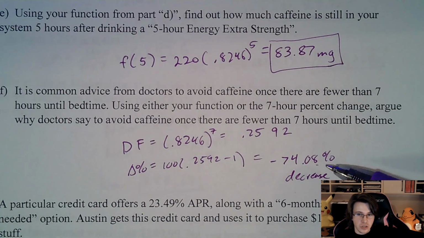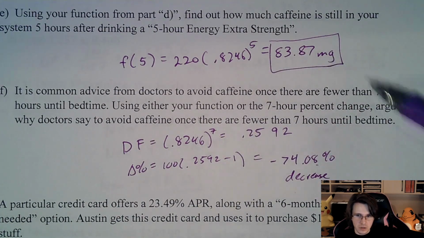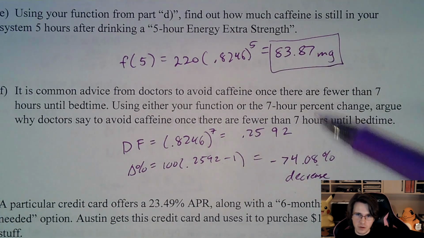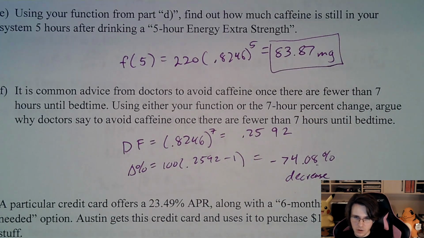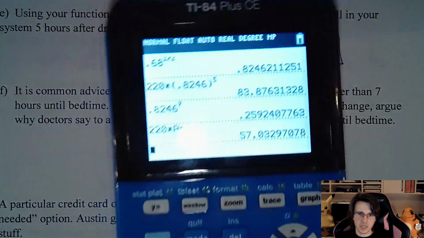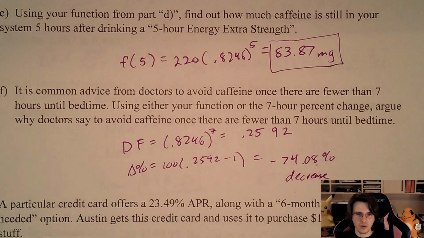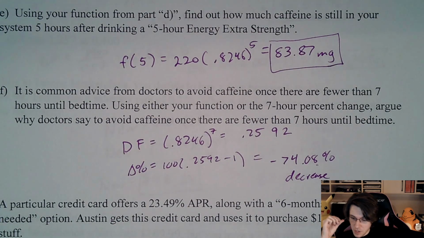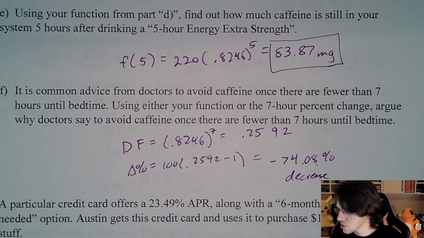So even the 7 hours, honestly, maybe it's not quite enough. If you're somebody who had one of these 220 milligram 5-hour energy drinks, you're still looking at 57 milligrams of caffeine after that time. So, I don't know. That's still over a Dr Pepper's worth of caffeine. Just be careful is all I'm saying. Let's go on right here.